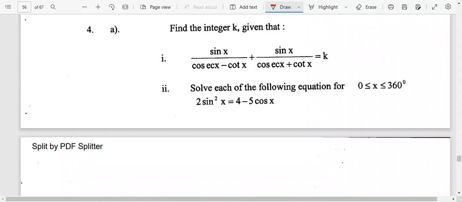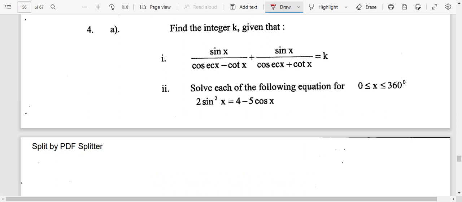Find the integer k given that sin x divided by cosec x minus cot x, plus sin x over cosec x plus cot x, is equal to k. So we want to find what integer k is going to be. All right. So what we are going to do, let's merge this as a single fraction.